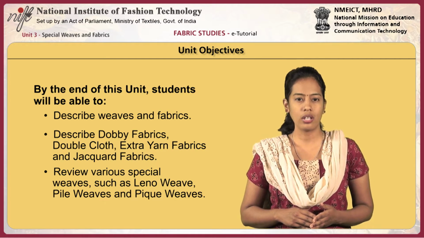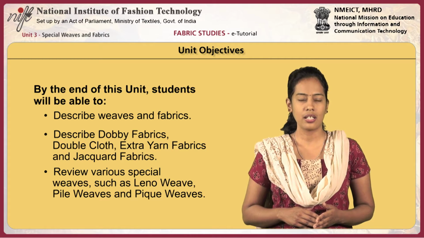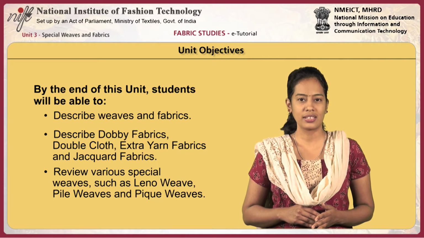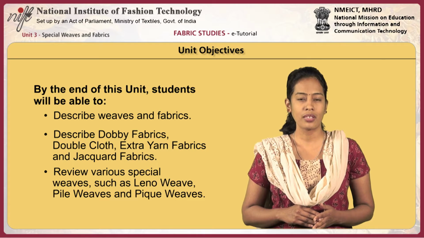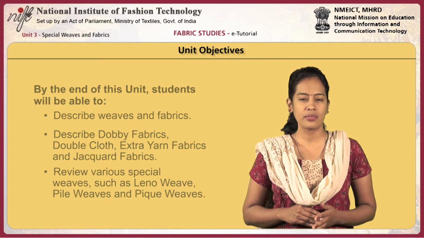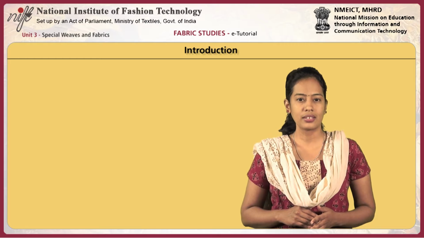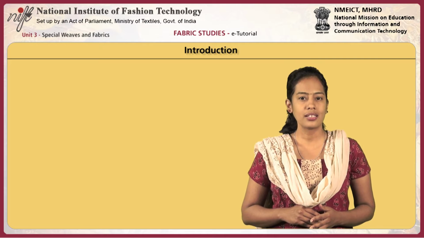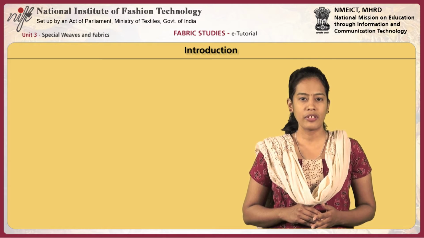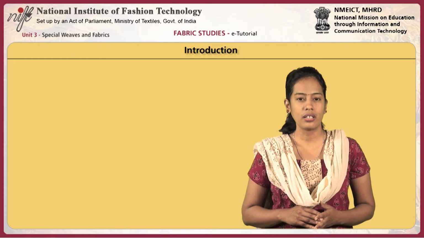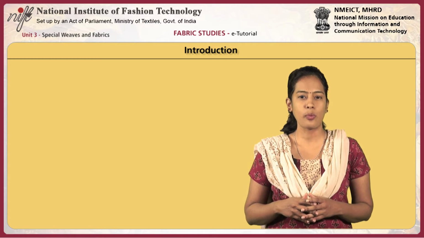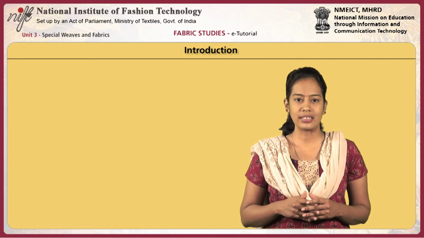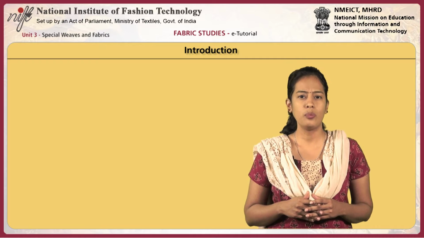fabrics, double cloth, extra yarn fabrics and jacquard fabrics, understand various special weaves such as lino weave, pile weaves and pique weaves. Certain fabrics are produced with special features such as patterned woven designs, surface textures and open work. Usually, these specialized woven fabrics are made using an additional mechanism attached in the conventional weaving loom.